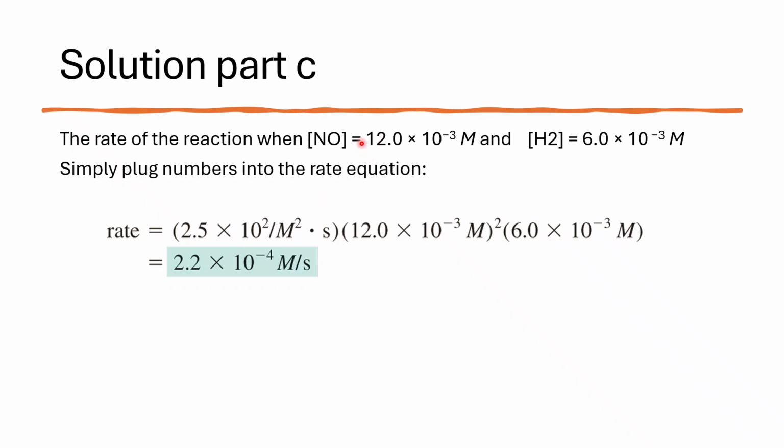In the problem, we're given a certain concentration for NO, a certain concentration for H2. We plug them in, and we find that under these particular conditions, we will have a rate of 2.2 times 10 to the negative 4 molarity per second. That should always be our rate units, unless of course we're using minutes, but typically it's molarity per second. Honestly, it could be millimolar per second. It could be different things, but in general, it's a concentration unit over a time unit.